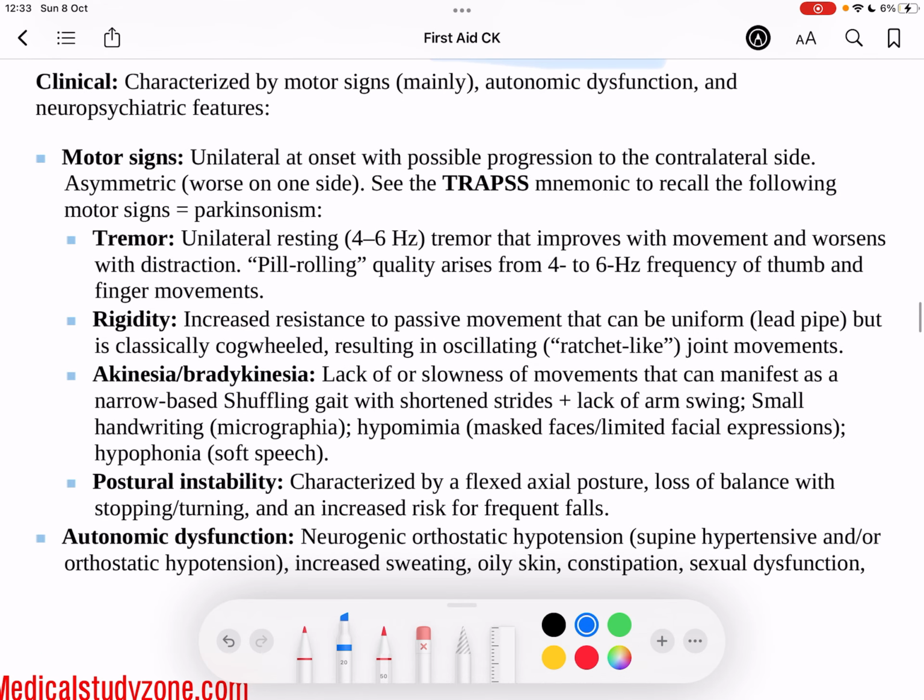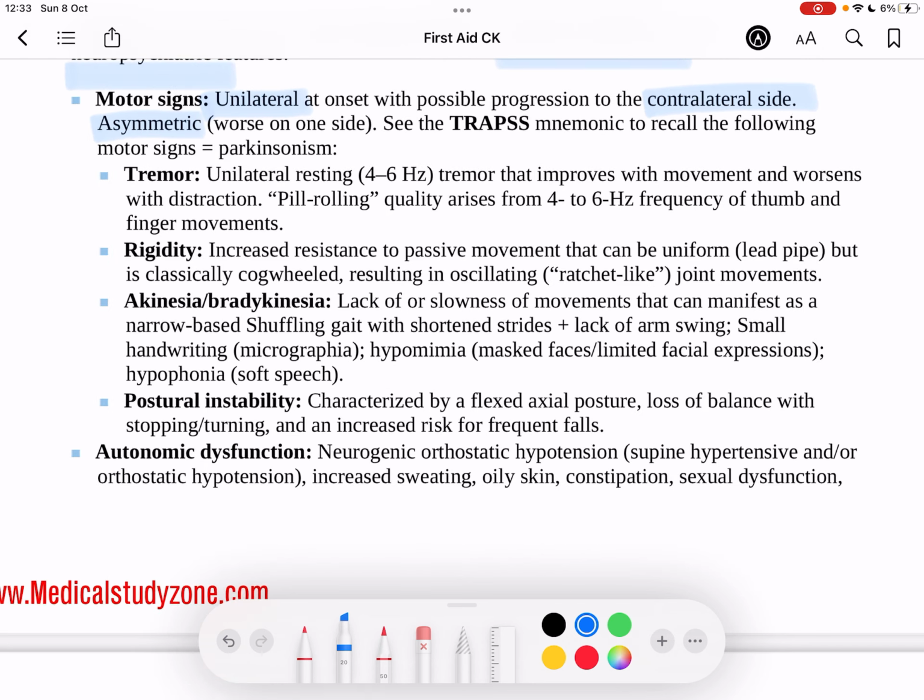So after the preclinical phase, we start to get more clinical signs. This is usually motor signs, and then more of the autonomic dysfunctions, which we do see preclinically as well, and some other neuropsychological features. The motor signs are the most important. On onset, it's going to be unilateral, okay, with possible progression to the contralateral side eventually. It's asymmetrical, okay, it's going to be worse on one side, and the motor signs can be remembered by the mnemonic TRAPS, which we're going to be discussing here.